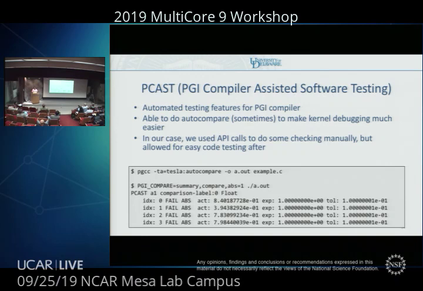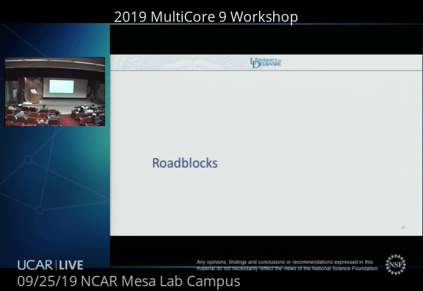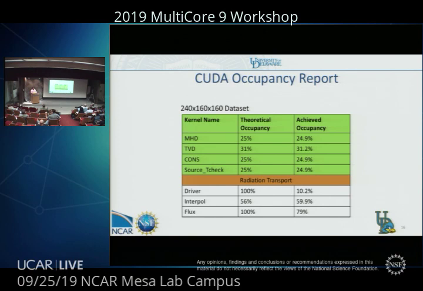So I want to move on to the roadblocks that we faced, and I'm going to introduce just two major roadblocks and how our tools helped us work through them. They're not the only roadblocks that we faced, but I think they're the more unique ones. When we're using the occupancy calculator, we were looking at the routines individually and seeing what the calculator was saying was their theoretical max versus what the profiler was saying is what they actually achieved. So we saw two major things from this. I'm going to go through them one by one.